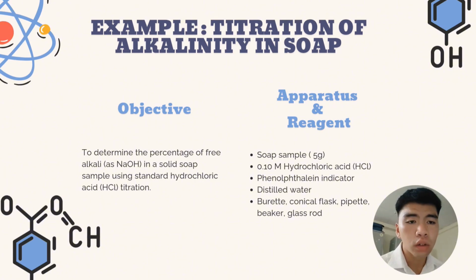So we look into the example, titration of alkalinity in soap. The objective is to determine the percentage of soap alkali as sodium hydroxide in a solid soap sample using standard hydrochloric acid titration. For apparatus and reagents, we have the soap sample, which will require 5 gram of it, 0.1 mole hydrochloric acid, phenolphthalein indicator, distilled water, burette, conical flask, pipette, beaker, and glass rod.